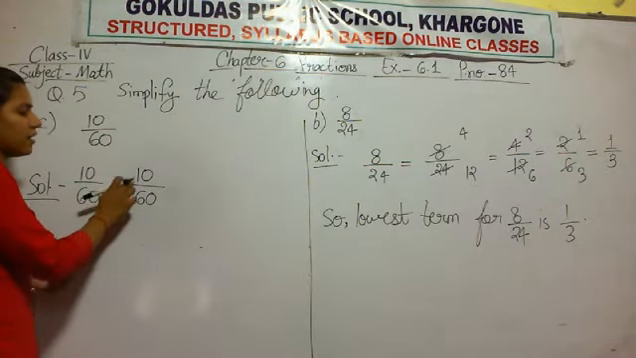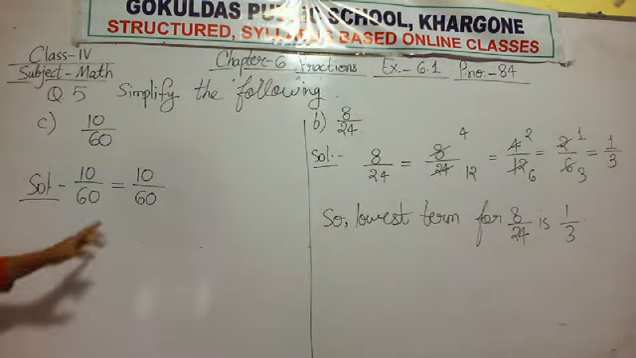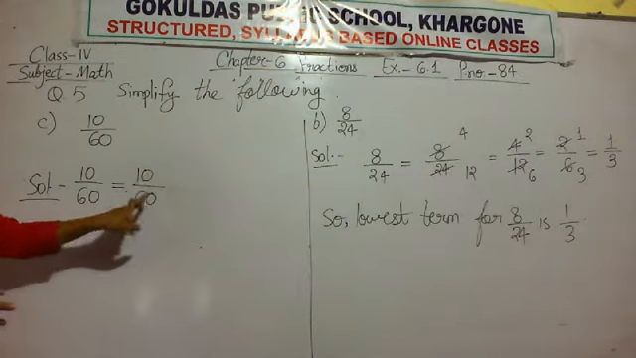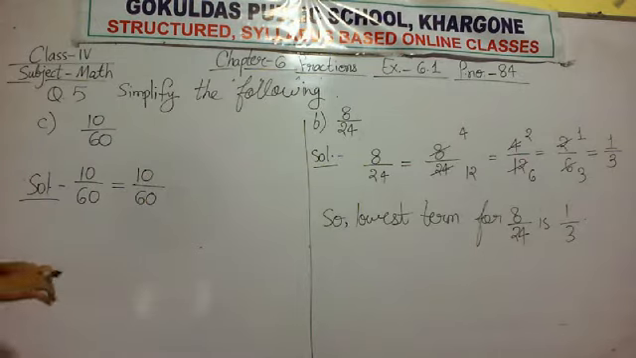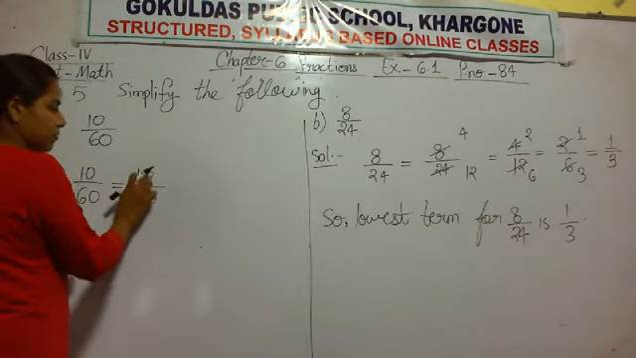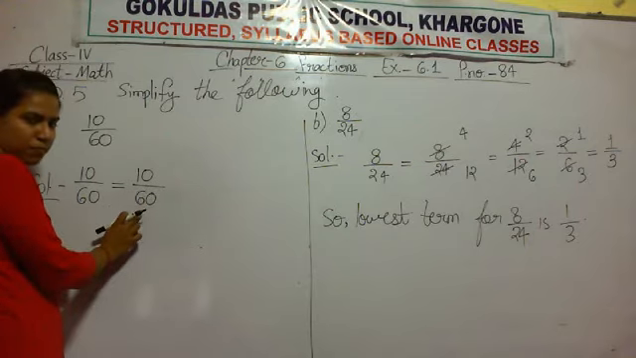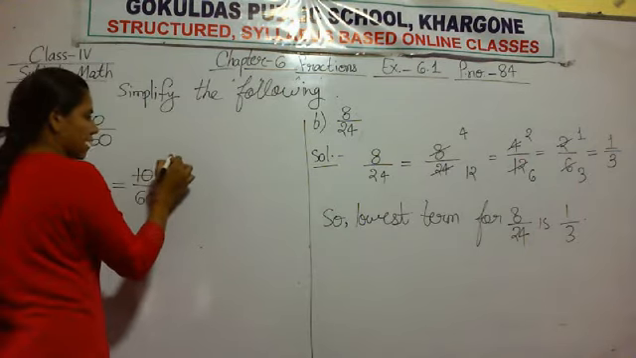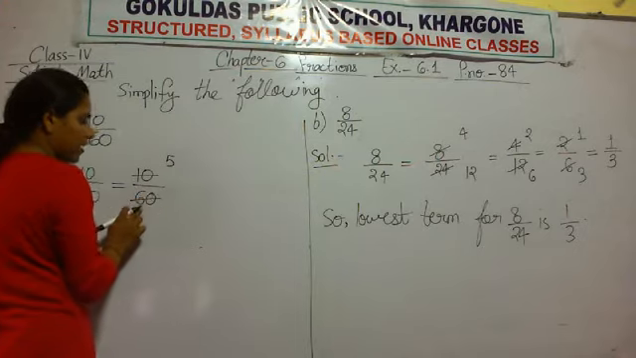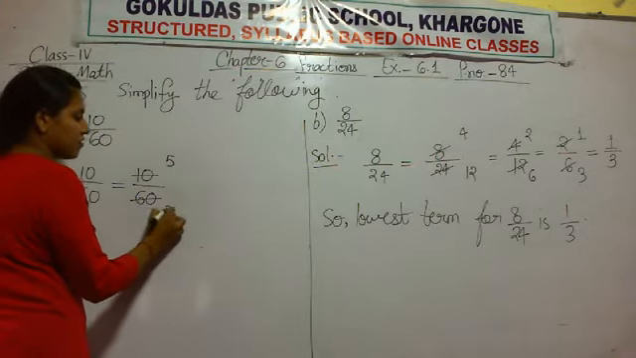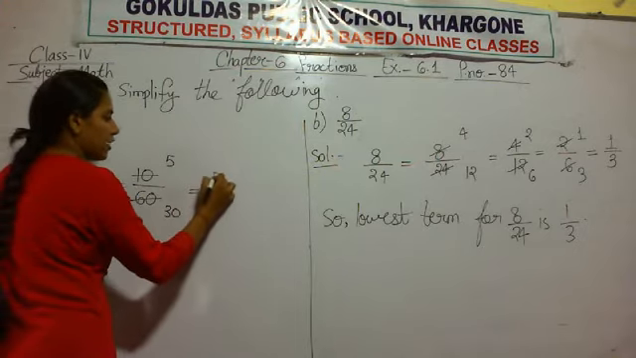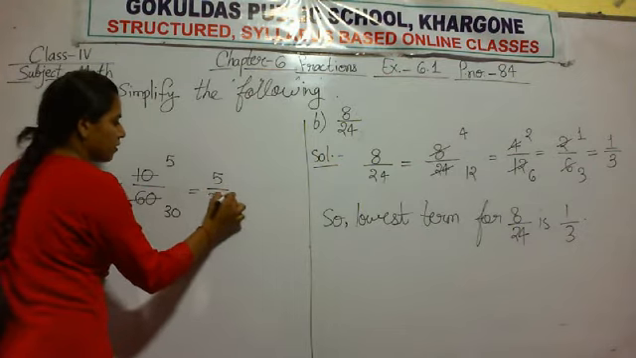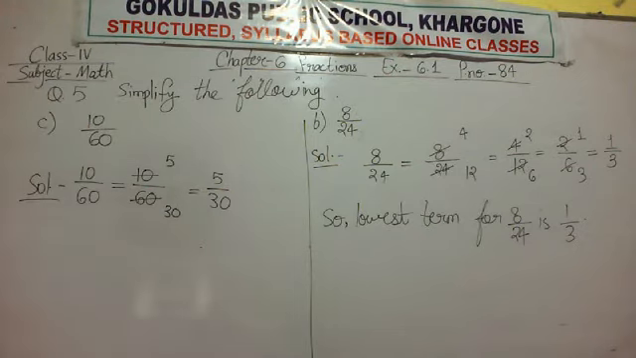You can directly divide both the numbers by 10 also, because 10 comes in the table of 10 and 60 comes in the table of 10. Or you can divide by 2, because both are even numbers. If I divide 10 by 2, my answer is 5. If I divide 60 by 2, my answer is 30. So now my new number is 5 upon 30.